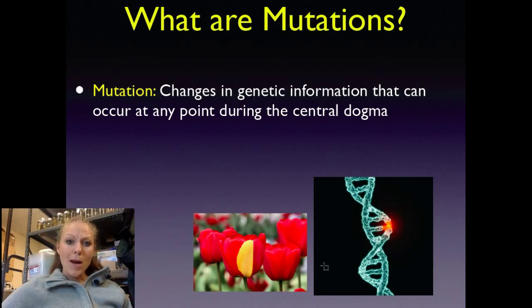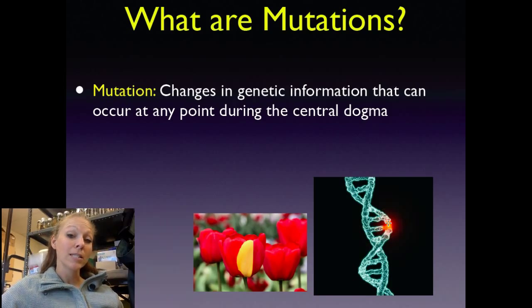So first, let's talk about what is a mutation. A mutation is simply a change in the genetic information. It can happen in the DNA, it can happen in the RNA, it can happen in the amino acid sequence. So if you change the genetic information, if you change the genotype, you change the phenotype. And so here you can see there's a change in the DNA, and so we have a change in the appearance. Sometimes you can't see the changes, sometimes they're silent, and sometimes they're harmless, and sometimes they're harmful.